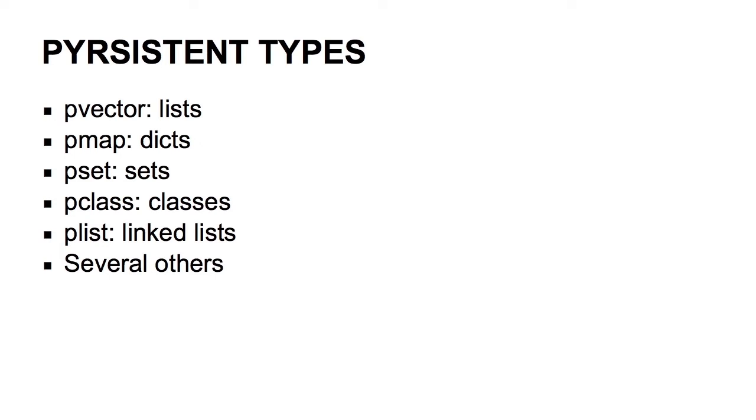Pyrsistent offers a number of data types that allow modification which return new values instead of mutating the old ones, while still maintaining high performance even when the structures are large. Before I get into how that works, I'm going to show you how to use these types. Pyrsistent has a whole lot of features, but the most commonly used ones are vectors, maps, and sets. I'll also cover the p-class functionality that it provides for writing custom immutable classes.